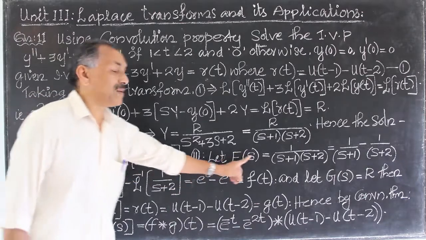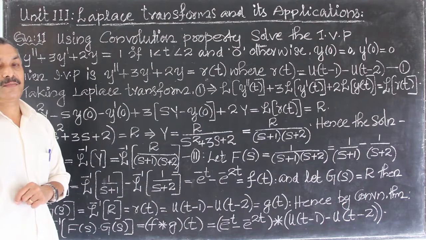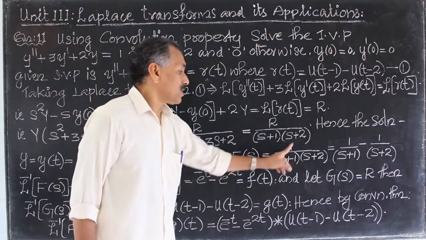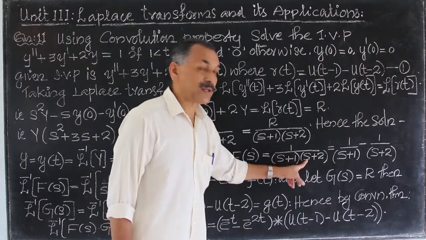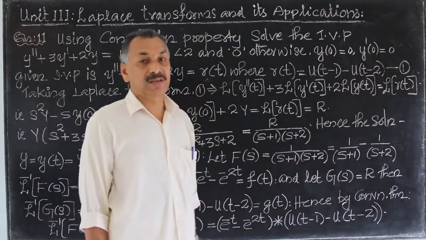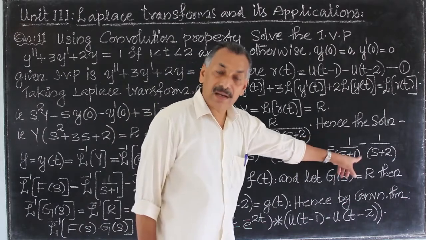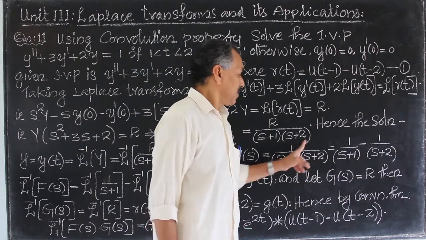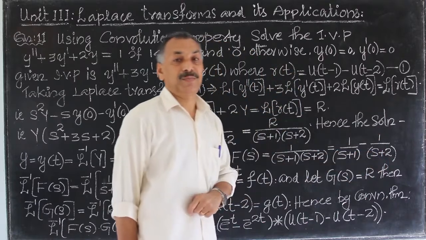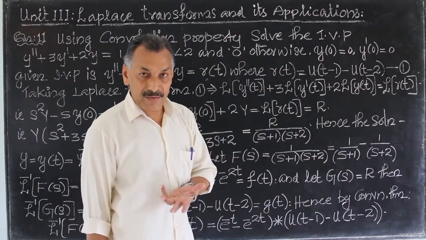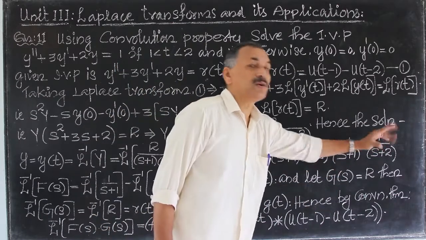Now let F(s) be 1 divided by s plus 1 into s plus 2. Then that is equal to A divided by s plus 1 plus B divided by s plus 2, by partial fractions. Then find the values of A and B. You will obtain A is equal to 1 and B is equal to minus 1.